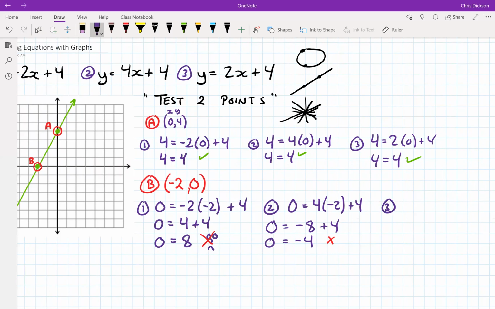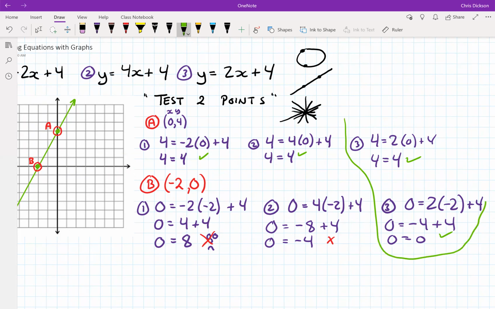And that would be plugging it into equation 3. So 0 is equal to 2 times -2 plus 4. So 0 is equal to -4 plus 4. And 0 would equal 0, which is actually true. That's a true statement, right? So the only line that passes through both points A and B would be this one. That's where I get the two true statements here.